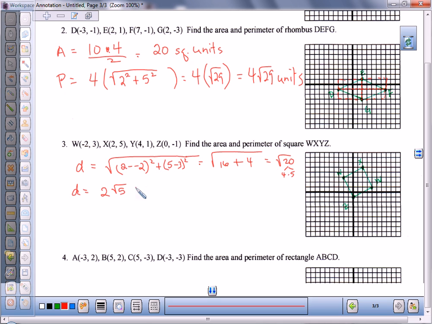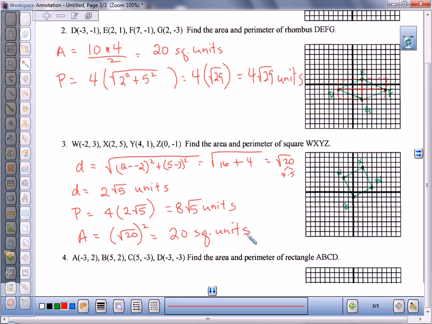Now the perimeter is 4 of those 2 root 5 lengths. So this is 8 roots of 5 units. And the area is side squared. Now you can either go with 2 root 5, or you could go back to the square root of 20 here, because we're about to square it. And when we square the square root of 20, we get 20 square units.